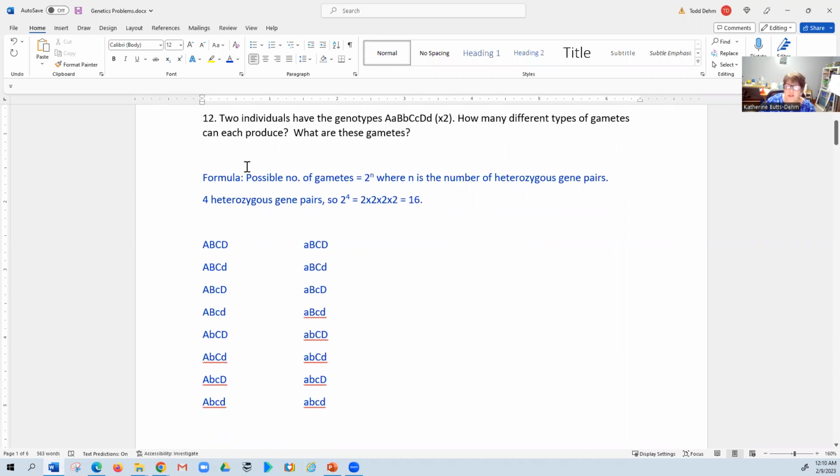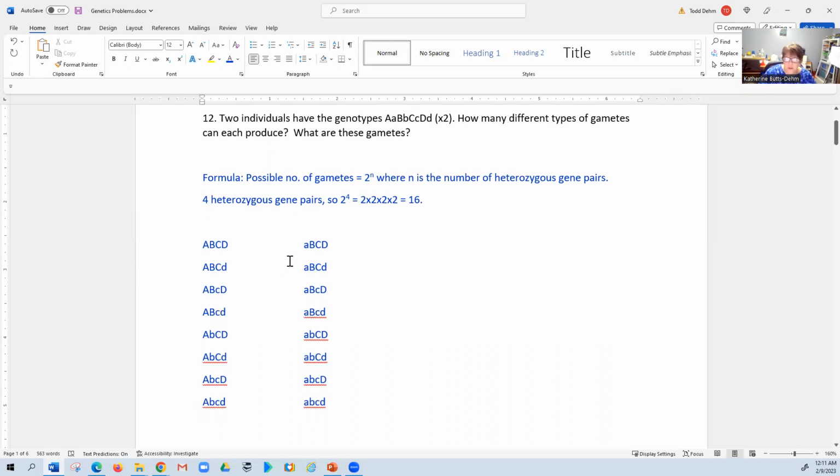So I found this formula on YouTube. It says the possible number of gametes equals 2 to the nth power, where n is the number of heterozygous gene pairs. So when you look at this, there's 1, 2, 3, 4, so that would be n. So 2 to the 4th power, that's 2 times 2 times 2 times 2, which is 16. So 16 different types of gametes.